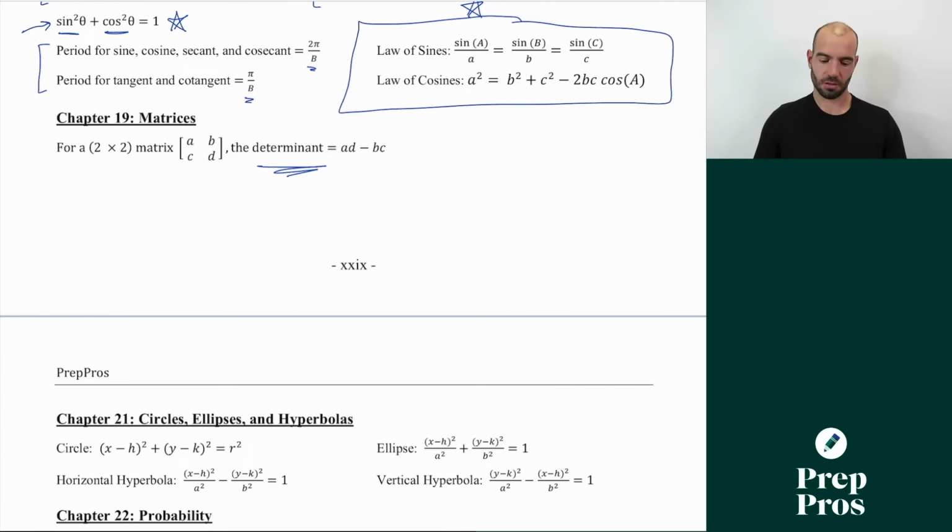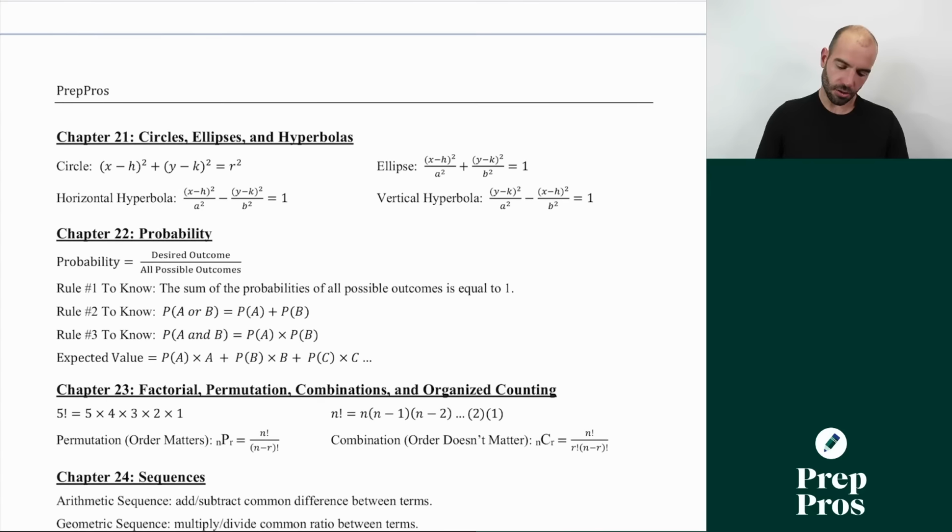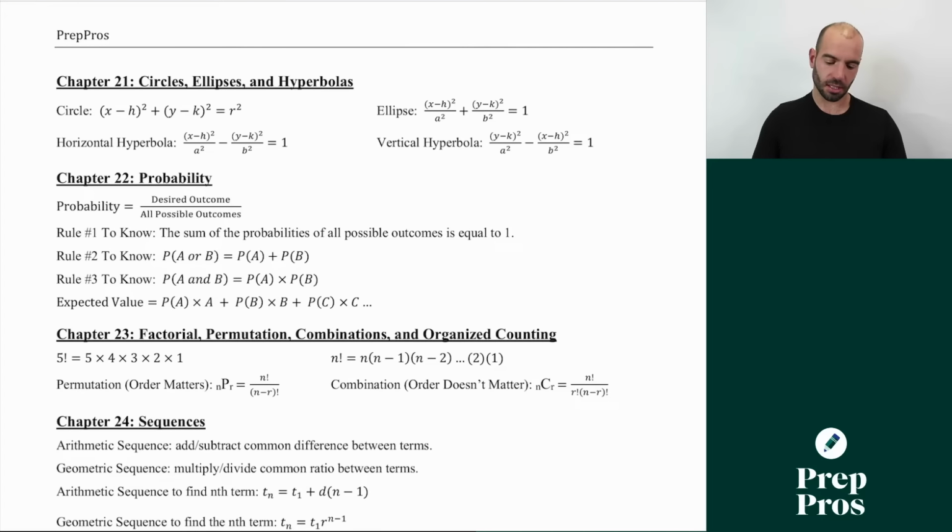The problem a lot of students face is that you may have never done matrices before. But if you have, or if you go to that stuff in the free trial, make sure you memorize this determinant equation. If it comes up on the test, it's actually super easy points, even though the ACT counts it as a hard question. Other stuff we've got to know: we've got to memorize our circles, ellipses, hyperbolas.